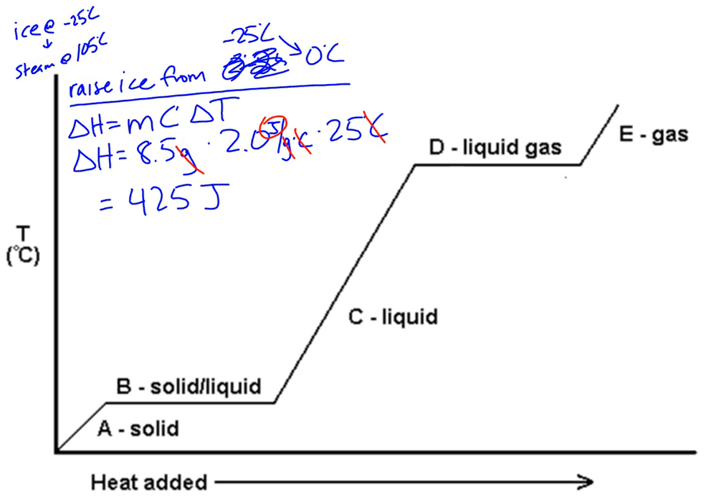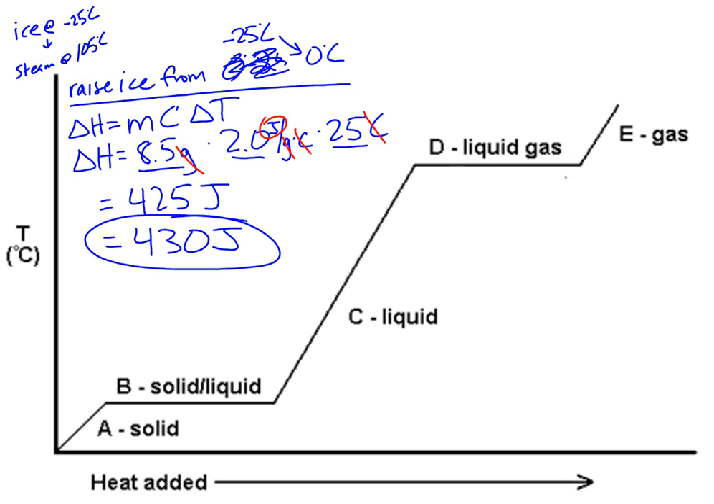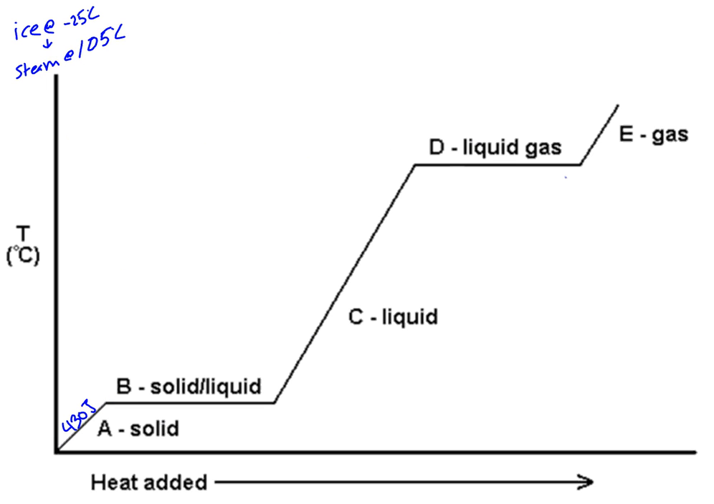When I do my work, I end up with 425 joules, but I don't want 425 joules because I need to have proper sig figs, so my final answer is 430 joules because of those 2 sig figs. Okay, so my first step, and I'm going to keep this as a running count, going from this point to this point was 430 joules. So that's step 1 of 5.